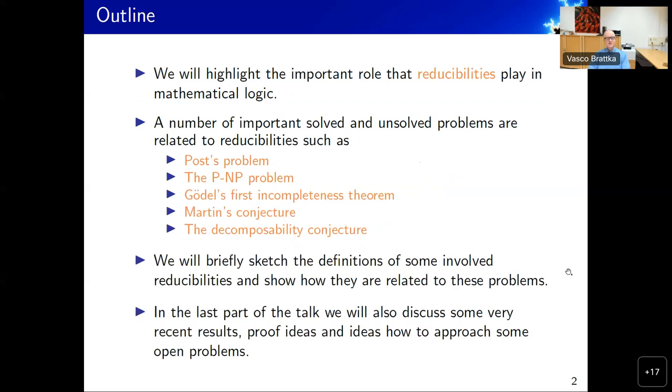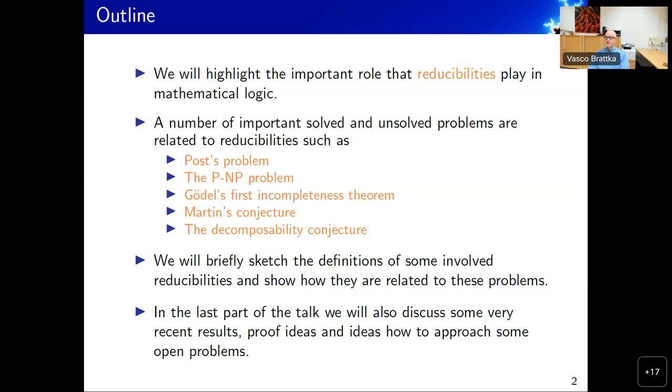So what I'm going to talk about here. I would like to try to highlight the important role that reducibilities play in mathematical logic. Such reducibilities are involved in a lot of different topics, and I will touch upon some well-known topics here, such as Post's problem, the P versus NP problem, Gödel's first incompleteness theorem. But then in the second half of the talk, I hope to address also some topics which are more interesting to logicians because they are related to current research, namely things such as Martin's conjecture and the decomposability conjecture.